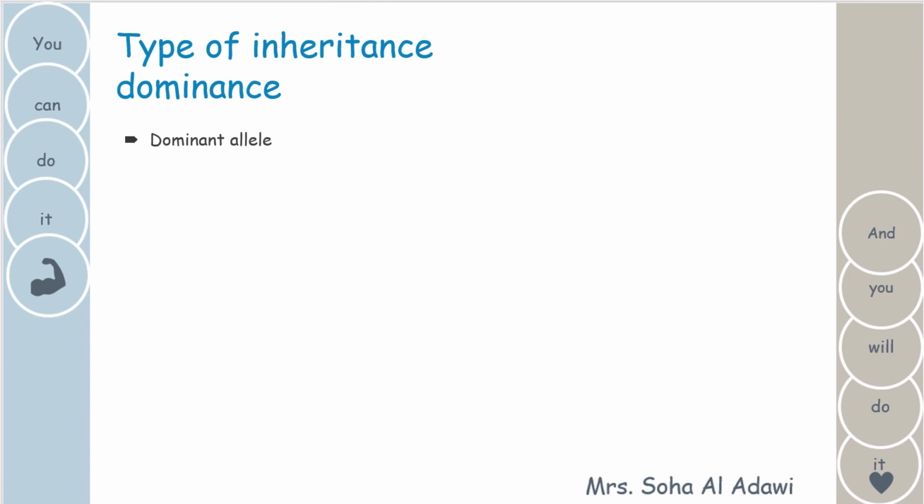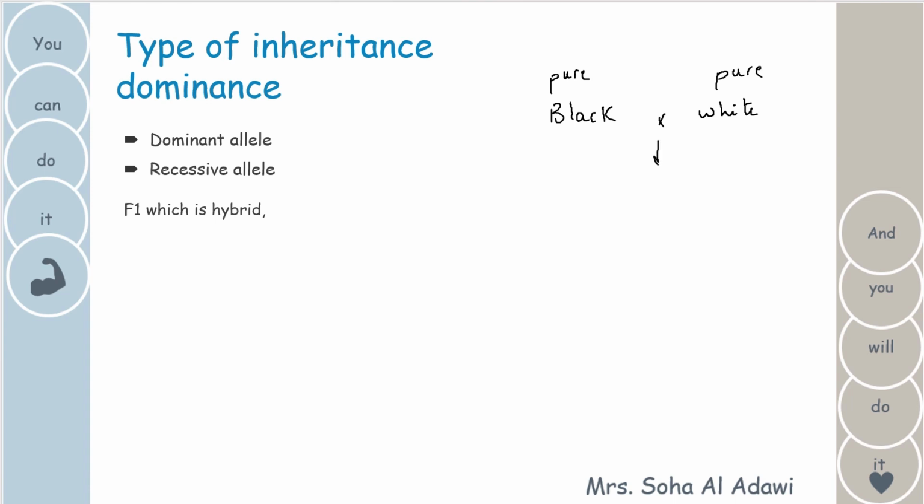So let's start with dominance, or dominant alleles. Here we are talking about a dominant allele and a recessive one. I'm going to suppose that the dominant allele is the black one and the recessive allele is the white one, and I'm crossing a pure black parent with a pure white parent, and I obtain in F1 100% of animals that are, for example, black.